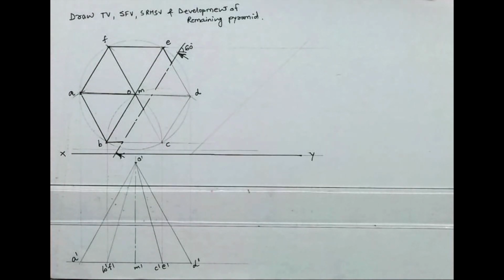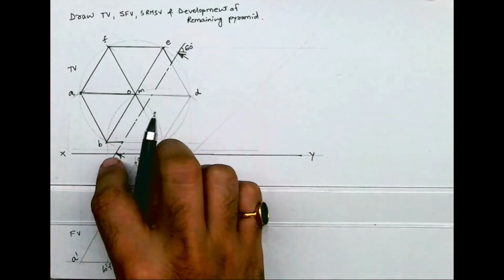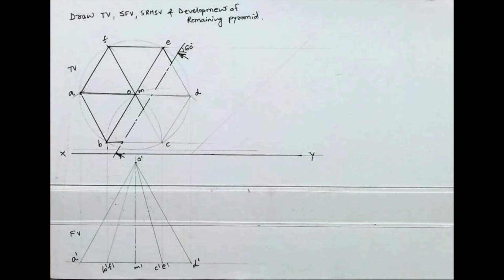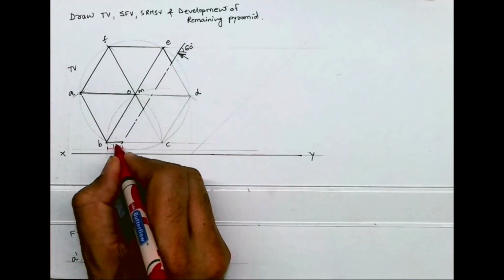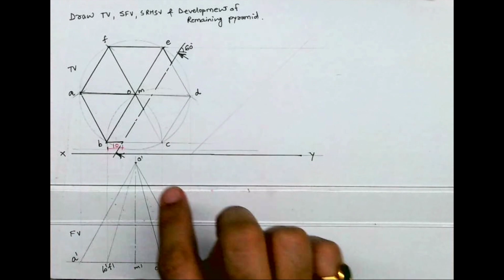Welcome to Technical Drawing. Today we'll see this sum. We have a hexagonal pyramid. We have the front view and top view of a hexagonal pyramid. Now it is cut by this cutting plane, which is at a distance of 10 mm from B, and it is cut at 60 degrees. So we need to draw the side view and development.